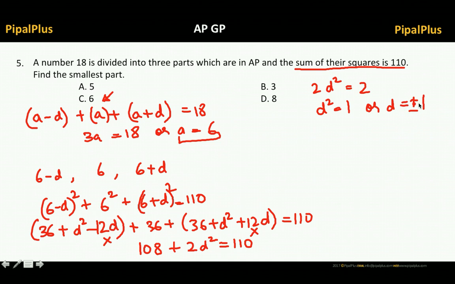So when we apply this D, we get the series to be 6 minus 1, 5. The middle number is 6, and 7. If you apply minus 1, you'll get the series 7, 6, 5, which practically means the same thing. Okay. Now what we need to do is find the smallest of these three parts. The smallest of these three parts is 5.